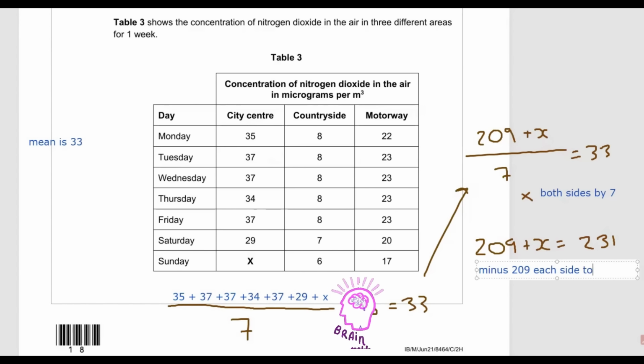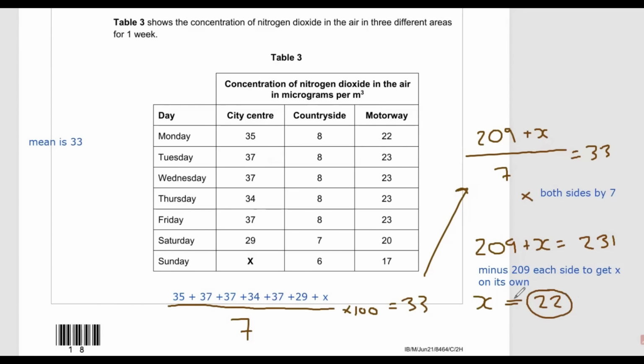Now I want to get rid of the 209, and that way I've just got what x equals. So I'm going to minus, take away, 209 from each side. If I take away 209 from 209 plus x, I just end up with x. So x equals 231 minus 209, and 231 minus 209 is 22. And so x is 22. And there we go. Lovely jubbly. All done.